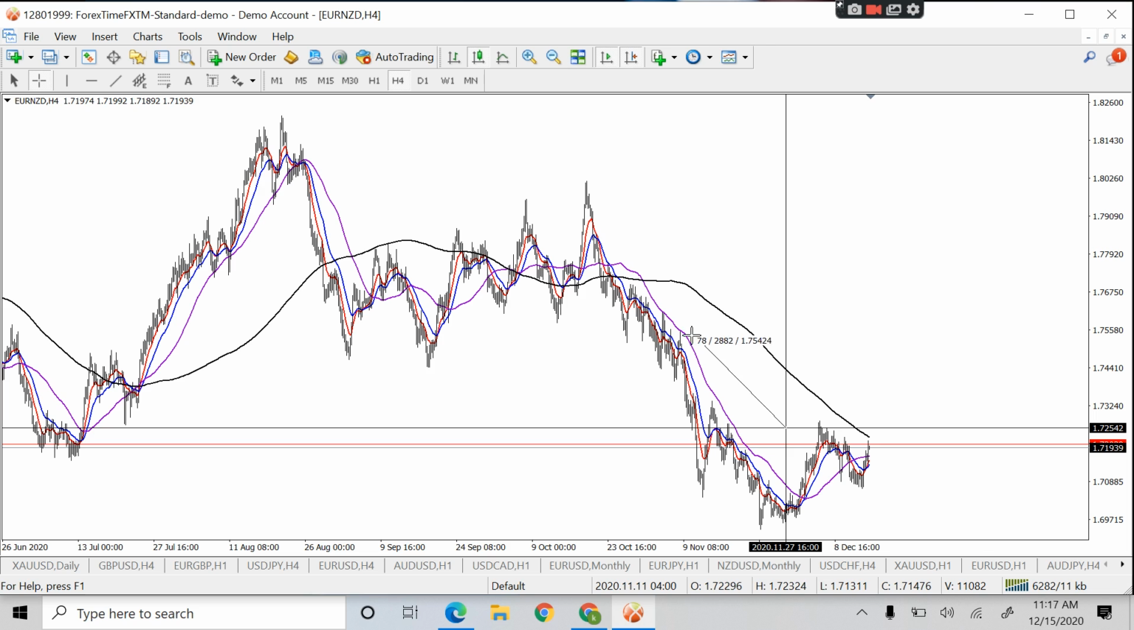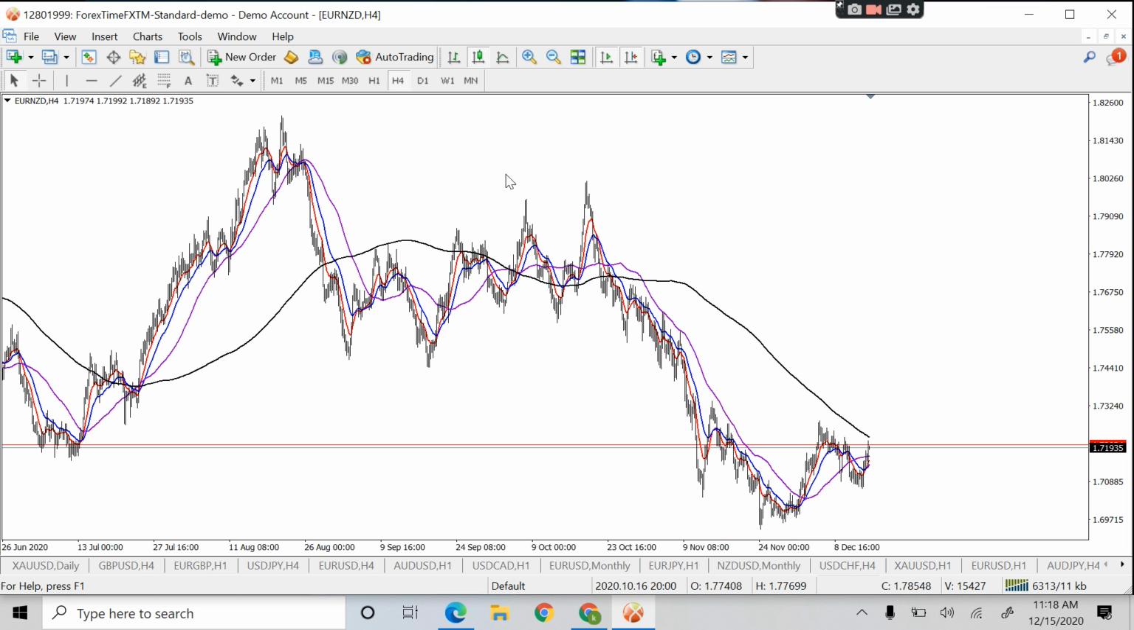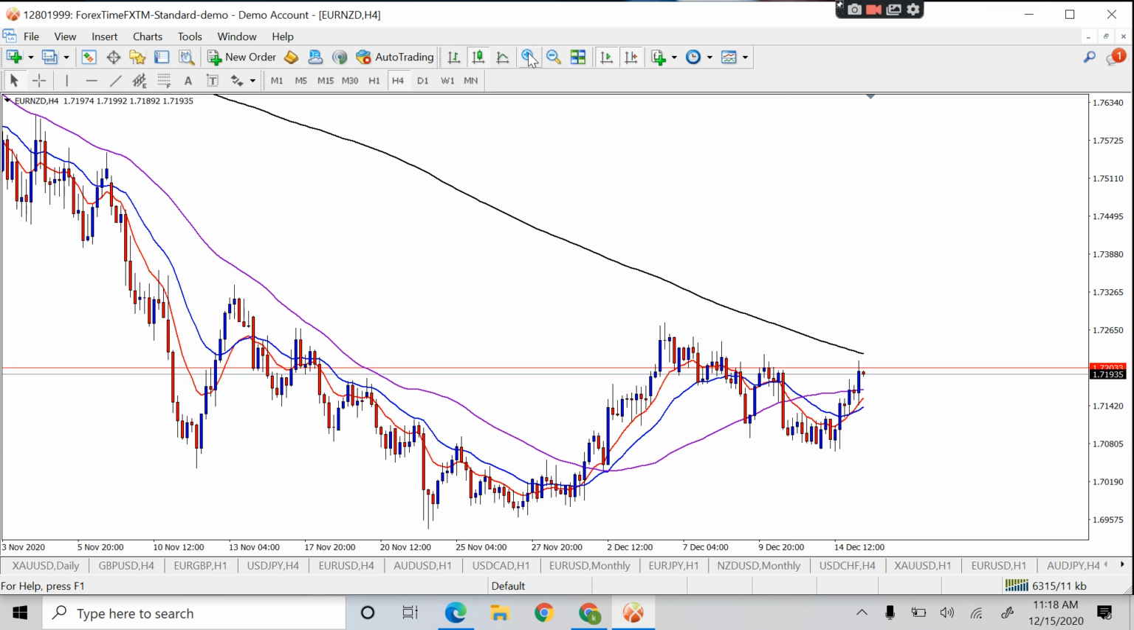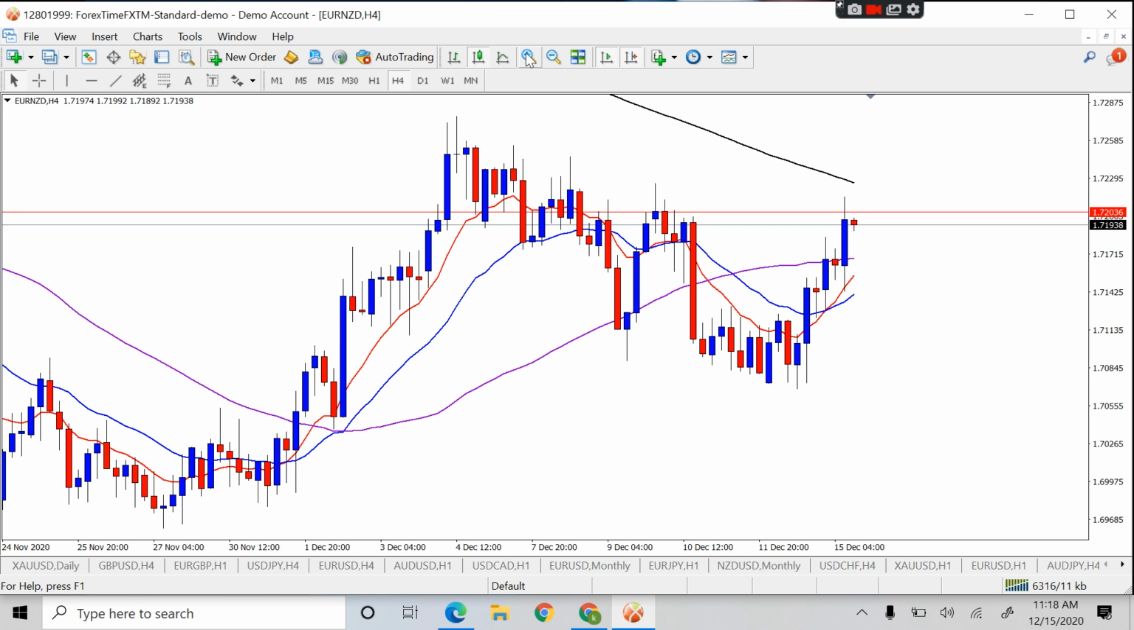If I put 290 somewhere there, that will be the next target at 1.75388. So I would do a buy stop from that point, 1.72017, and I'm going to long this market all the way up to 1.75388. So for Euro NZD, it's a definite buy. All I need to do is to wait for my buy triggers, and I'm on the market.